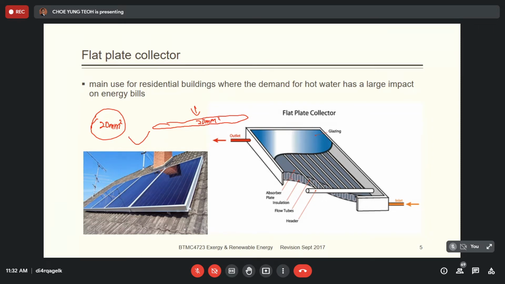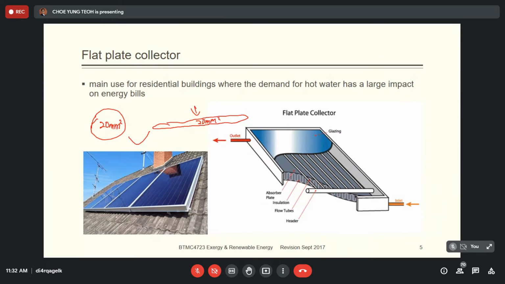Okay, other than the flow tube, we still have the absorber plate. The absorber plate must be black so that it will not reflect sunlight. The flow tube, yes, it's made from copper, it's not black, but you can put a black coating on it. And the absorber plate, same thing. It must have a very high heat transfer rate, which is why we use copper, or some material which has very good thermal conductivity. And then we attach it to the flow tube.